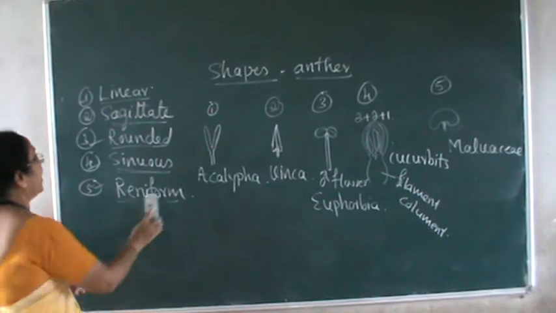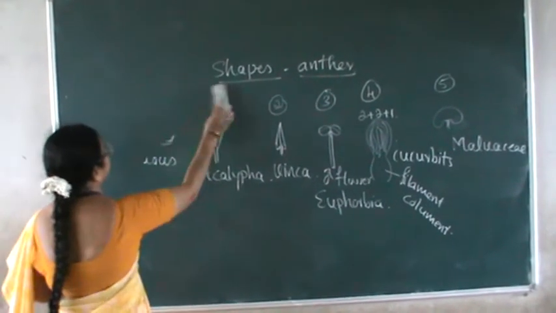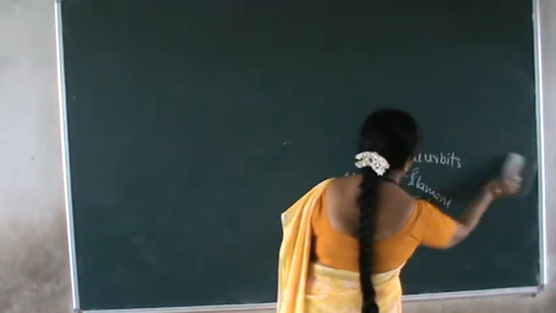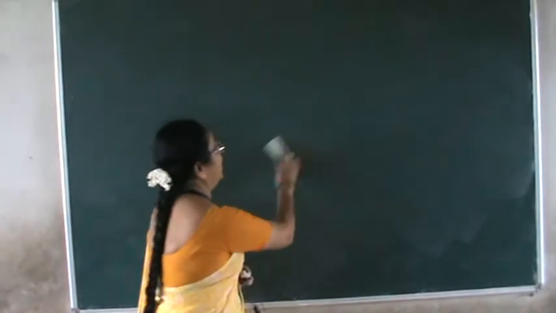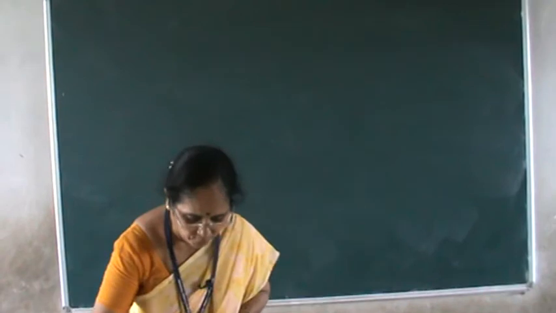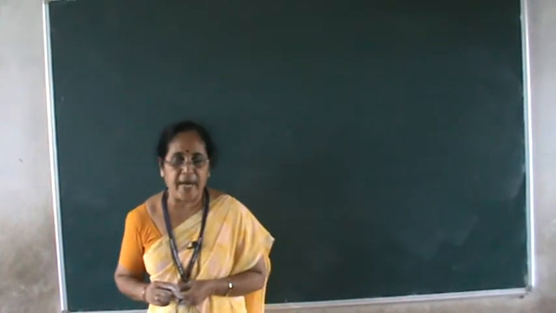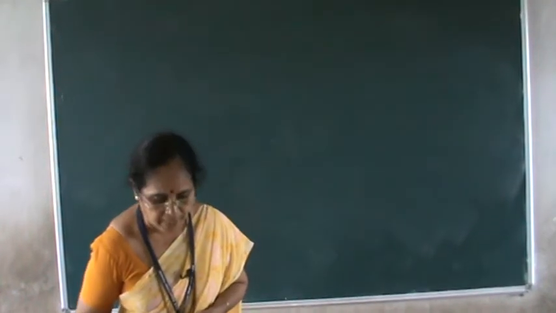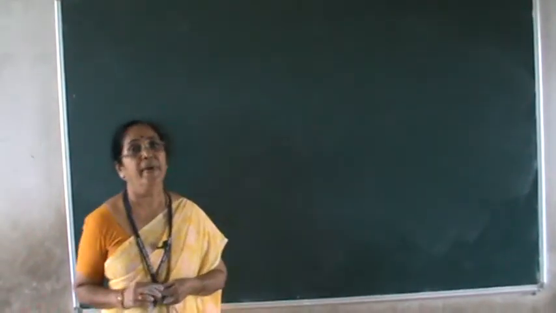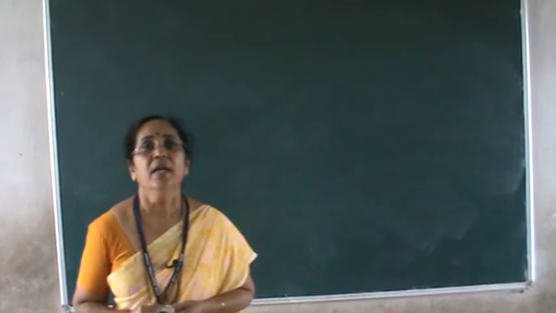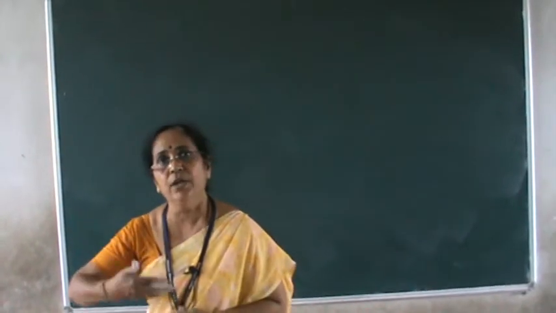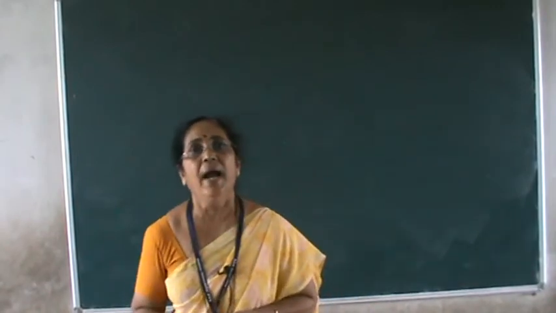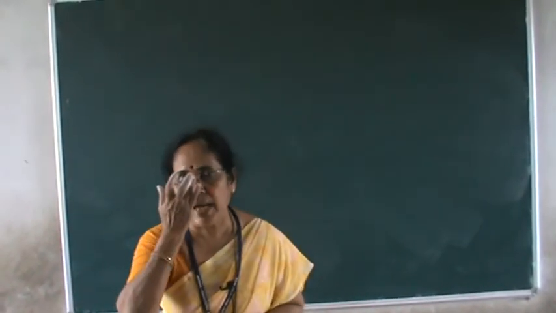Now, the attachment of the filament to the anther. This I need not explain again because I have already explained in the previous videos. There are 4 different kinds of attachments: adnate, basifixed, dorsifixed, and versatile type of attachment. Adnate means the connective runs along the height of the two anther lobes in the stamen, and it may extend further into a sterile root on the top.